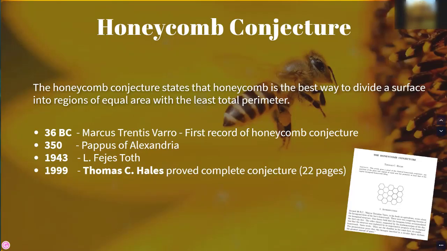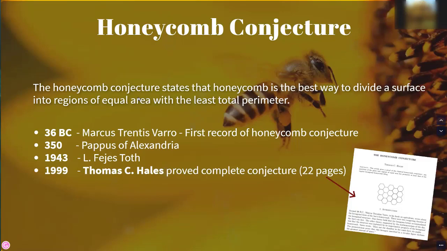Mathematicians all over the world have studied the honeycomb structure for thousands of years. In 36 BC, before Christ, Marcus Terentius Varro made the first record of the honeycomb conjecture. The honeycomb conjecture states that the honeycomb is the best way to divide a surface into regions of equal area with the least total perimeter. In other words, it's the best figure for maximum storage with minimum material. But they were trying to prove it.